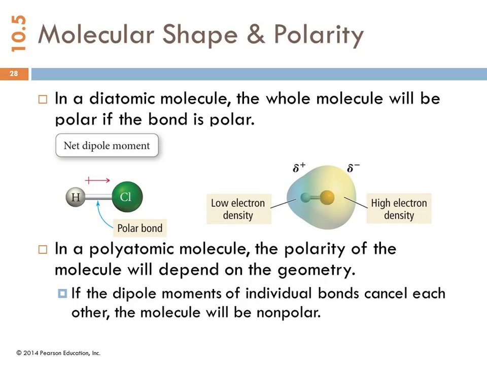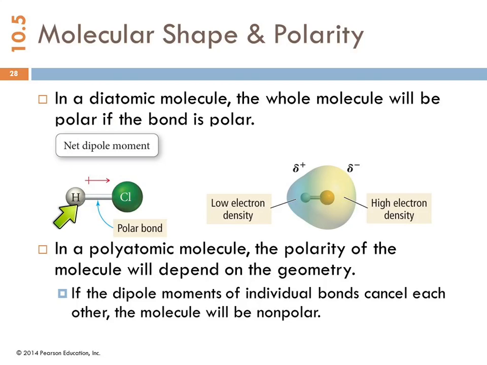The molecular shape has a great deal to do with the polarity of a molecule, and polarity is really important in many chemical and physical properties of different compounds. We've talked about polar and nonpolar bonds, and now we're going to expand on that. If we have a diatomic molecule, meaning two atoms, if the bond is polar, then the whole molecule is polar.